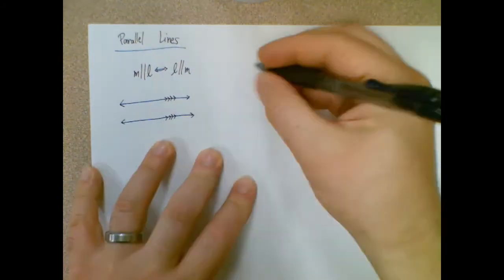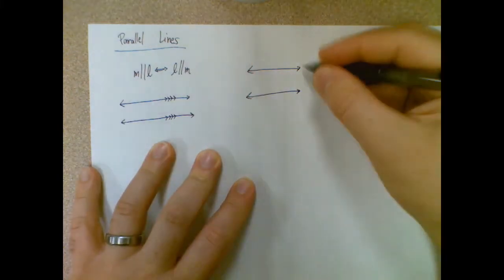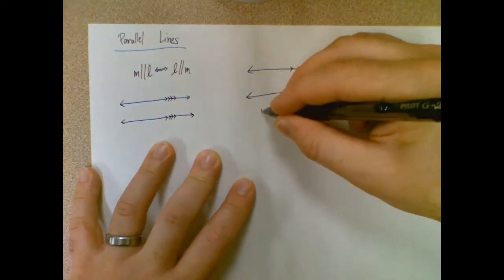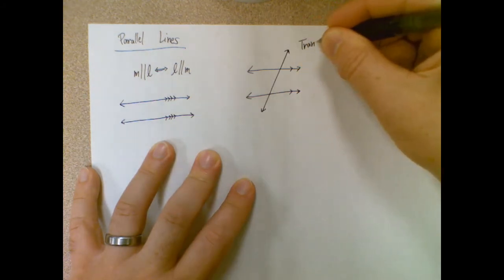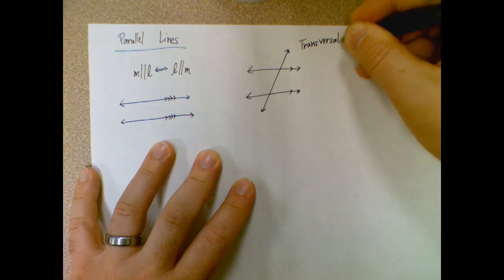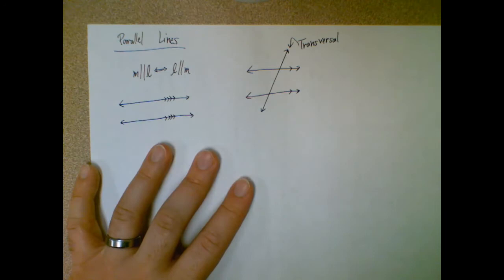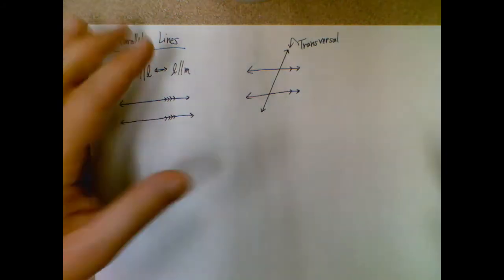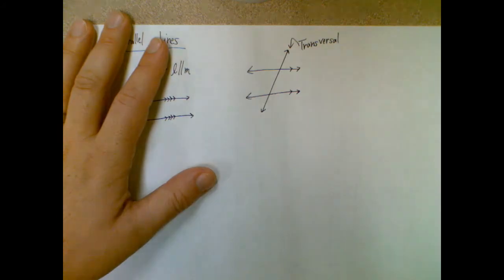All right, so if you have your parallel lines, with my little arrowheads on there, and then you have a line that cuts across them, that line is called the transversal. Okay, so that's a transversal. And it's important because when you have parallel lines cut by a transversal, that gives you 8 different angles, 4 around this top one and 4 around this bottom one.